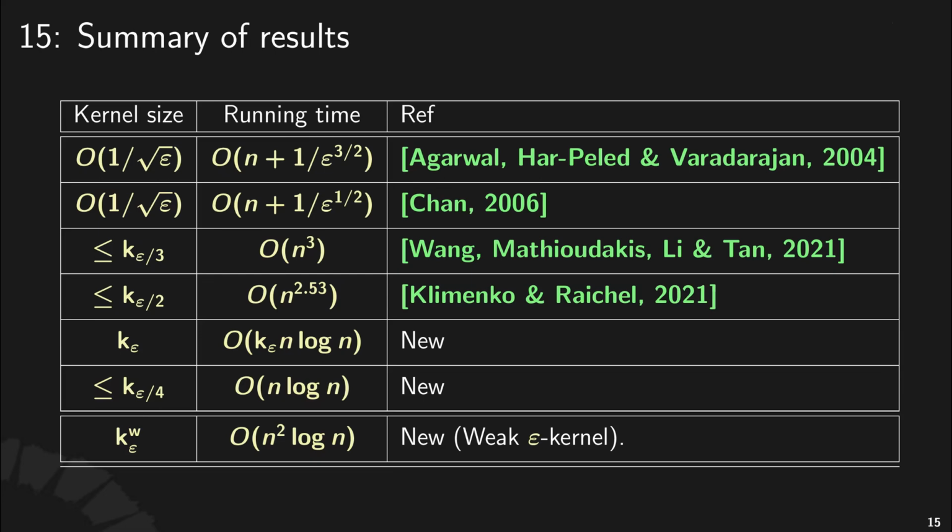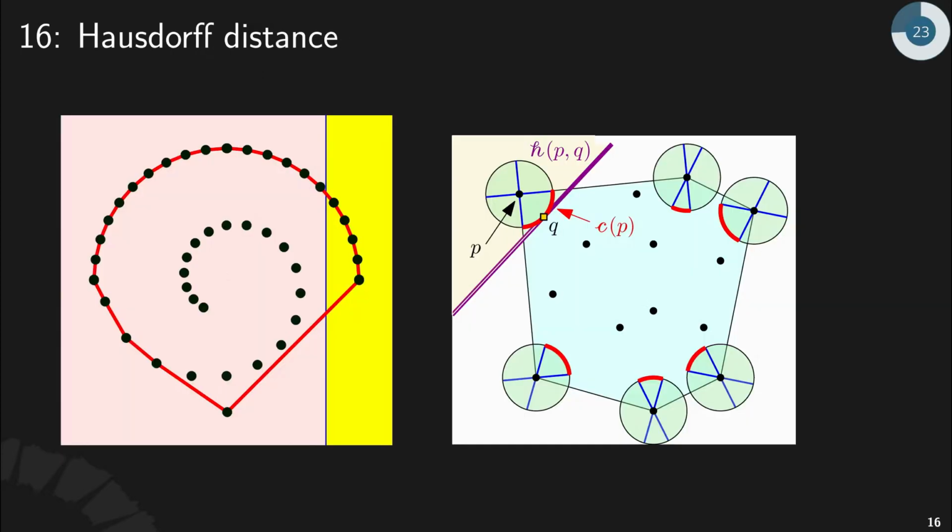Okay, here's a summary of the relevant results. As you can see, we start with this linear running time algorithm to compute the kernels, but they give us only a bound on the kernel size in terms of epsilon. As far as optimal kernels, our results now provide a near linear time algorithm, where previously only quadratic time algorithms were known. And we also solved this weak kernel variant.